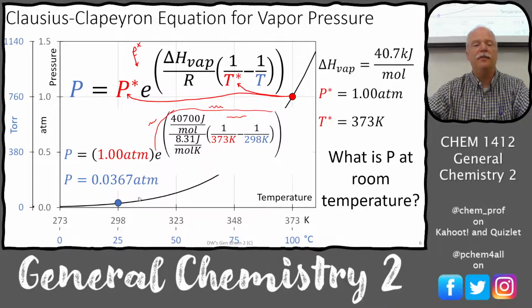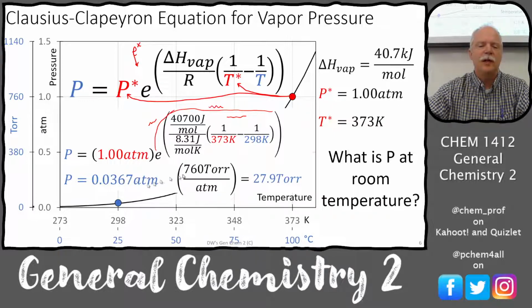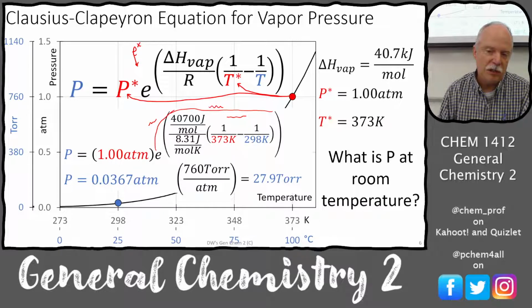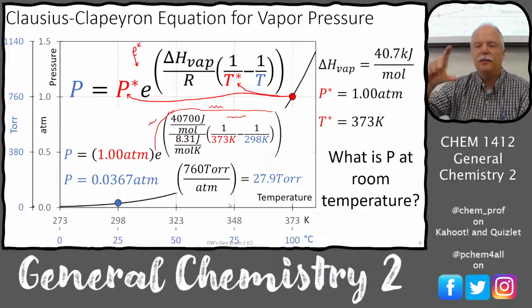Okay, so that's it. We found the vapor pressure of water. What is it in torr? Because a lot of times for small pressures, we use torr. So you multiply that by 760 torr per atmosphere, and you get 27.9 or 28 torr. So that's easy to measure. Our gauges are very good at that. So that's 27 millimeters of mercury.